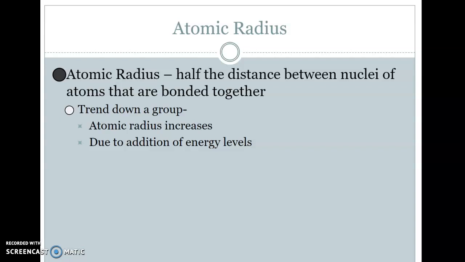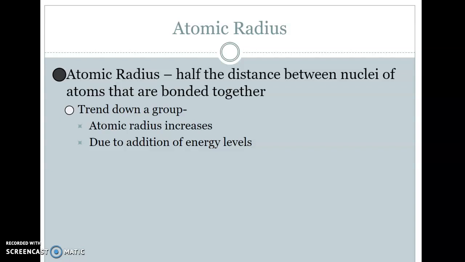Because we're looking at things that are all in the same period, the same horizontal row, all of those electrons are being added to the same energy level, the same valence shell, right? So if we move from sodium to magnesium, we've added another proton in the nucleus and another electron in the third energy level. When we get to aluminum, we've added another proton and another electron in the third energy level. Move to silicon, you've added another proton and another electron in the third energy level, and we keep going.